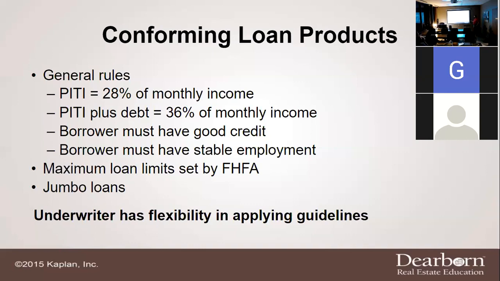Okay? So when we're dealing with that, if the economy's strong, it's easy to get them approved. If the economy's bad, it's very difficult. Okay. Again, the underwriter has flexibility when applying these guidelines up here. So the underwriter is truthfully the one that gets to do what? They get to make the decision. Yeah.